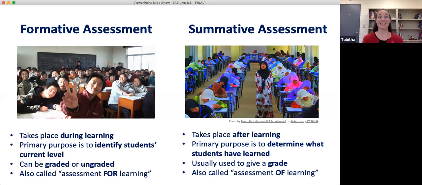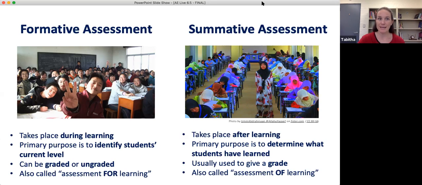Summative assessment is a little bit different. Summative assessment takes place after the learning is over. So its primary purpose is to determine what students have learned. It's often used for grading or evaluation purposes. And some people call it assessment of learning because it's a measure of how much students have learned at the end of the process. Often it's a more traditional measure like an exam, a final exam, a national exam, a standardized test. But teachers can also use less traditional measures like papers, presentations, portfolios, projects. Those can also all be summative assessments.